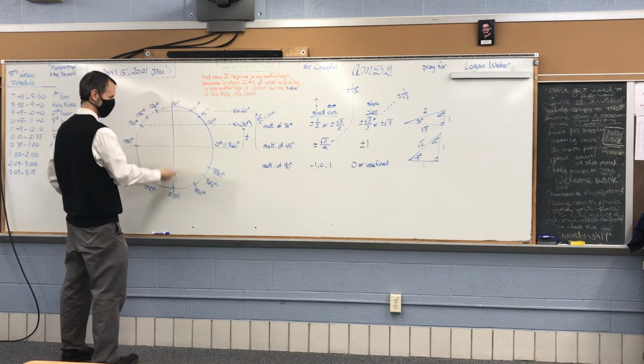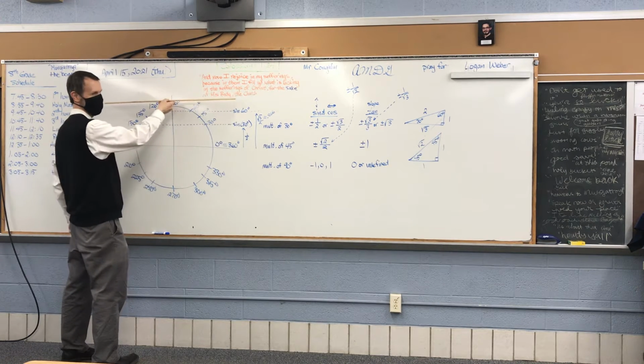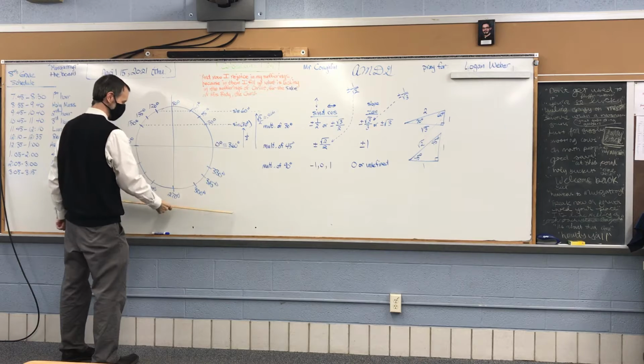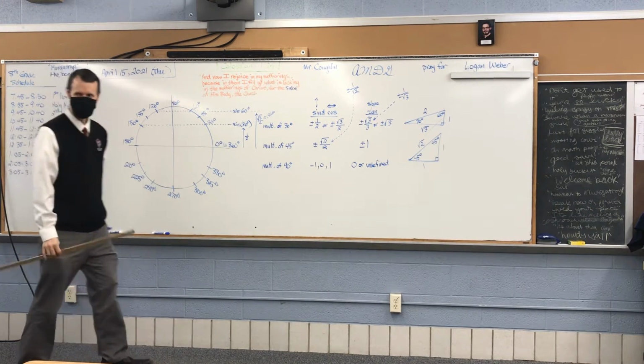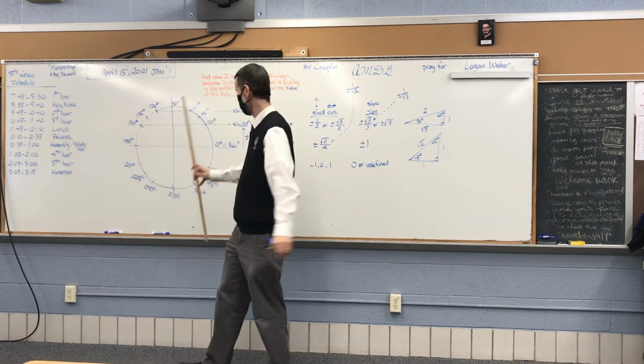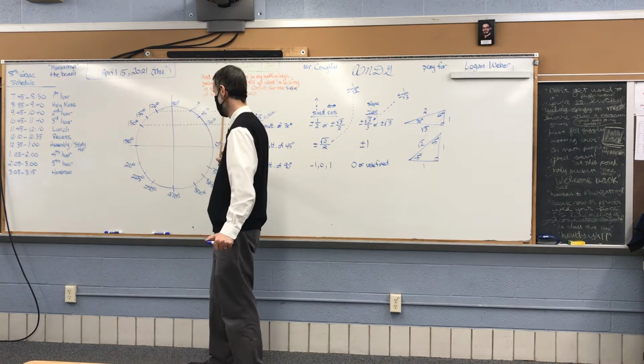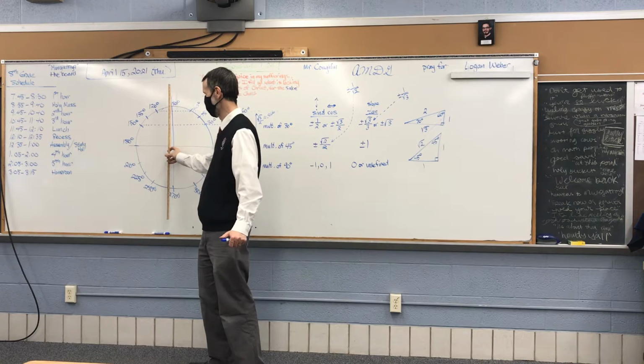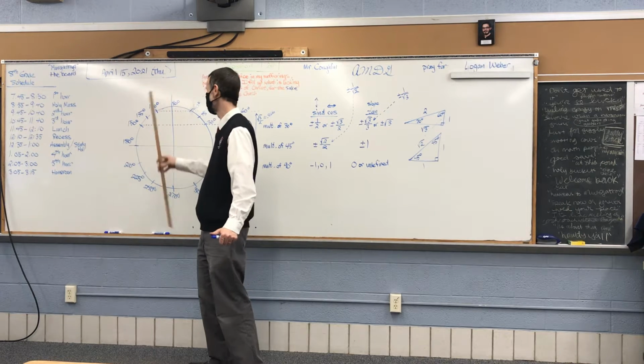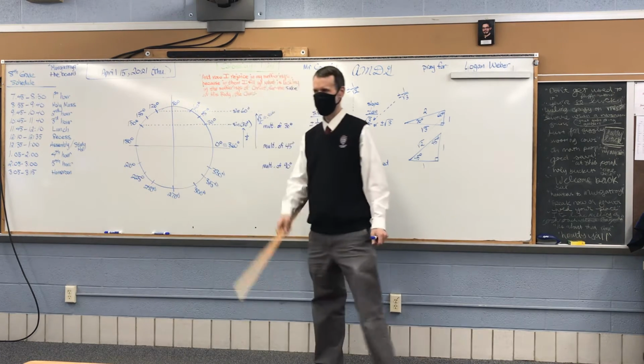Sine is up, down. So if you go up, sine is positive. If you go down, sine is negative. Cosine, you tell me, Julia. What if you go to the left? What happens to cosine? Negative. How about to the right? Positive. How about dead center? 0.